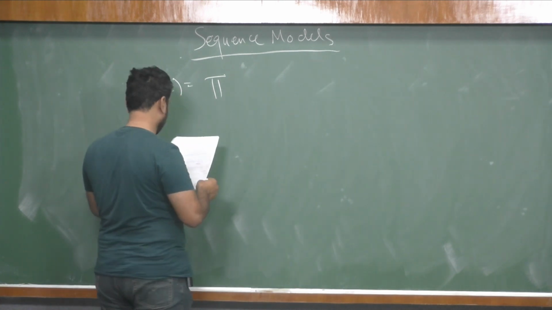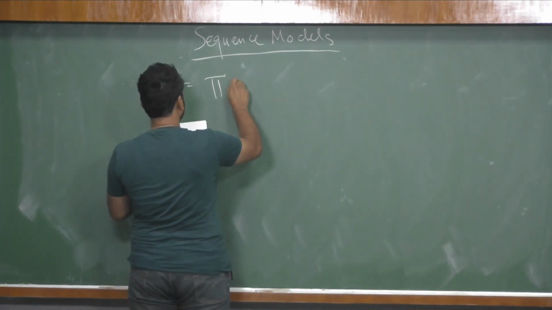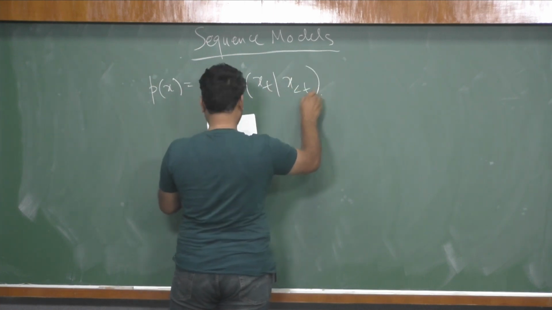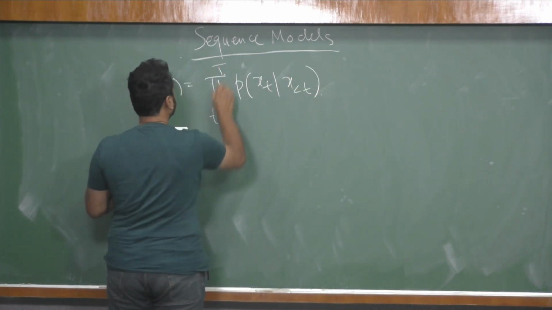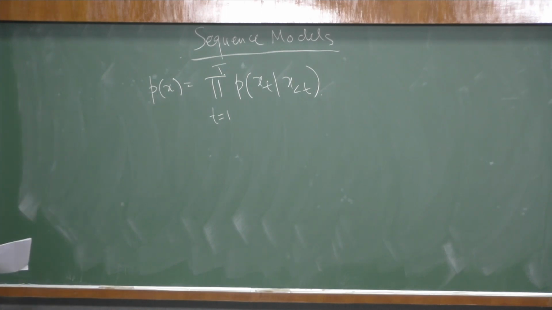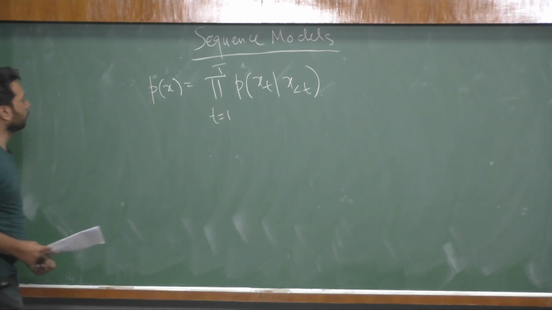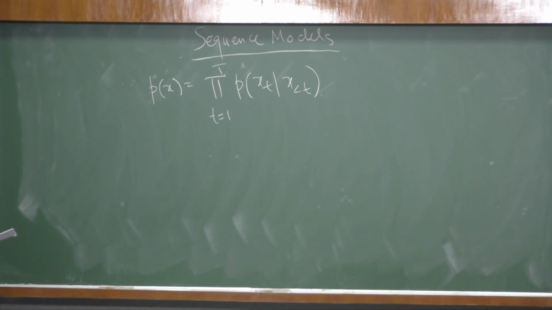So we are given these conditionals. We are given a sequence x1, x2 up to xt minus 1, and from there we want to learn a probability distribution from which we can sample xt. Okay, so we can model the problem like this.